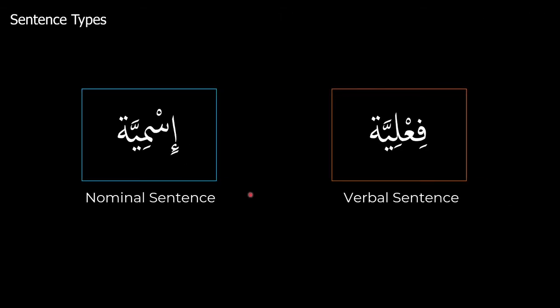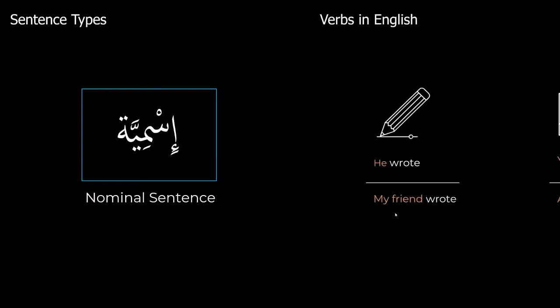Today we'll be going over verbal sentences, so let's get started. Previously we learned that there are two types of sentences in Arabic. You have nominal sentences, which are jumla ismiya, and you have verbal sentences, which are jumla fi'liya. We covered nominal sentences this whole time, so now let's take a look at verbal sentences.